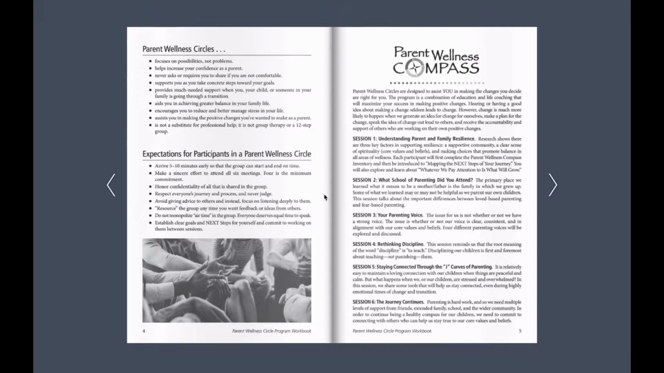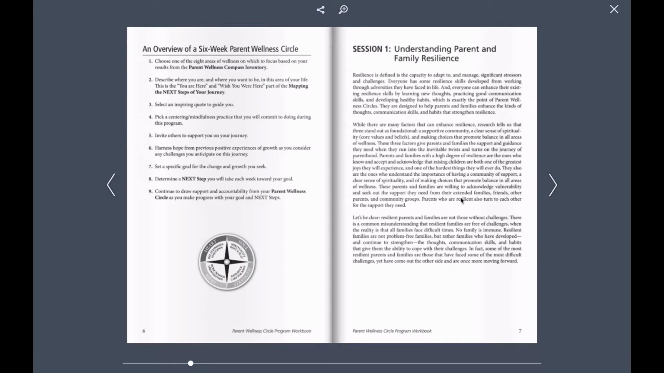Nobody should be monopolizing the airtime. Let everybody have their fair share of time to speak, and everybody is going to be creating next steps and sharing them with the group. So make sure everybody understands that. Then on page 5, just a quick list of the names of the sessions and what they're going to be learning there. You don't have to spend much time with that, but it's there if they want to read about it.